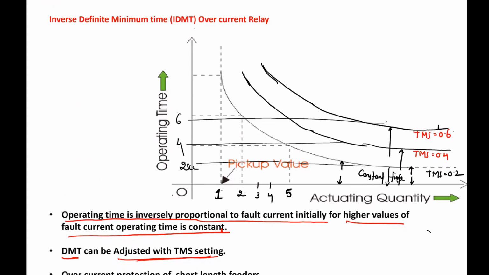So where do we use this? IDMT relays are mainly used for the overcurrent protection of short length transmission lines or feeders.